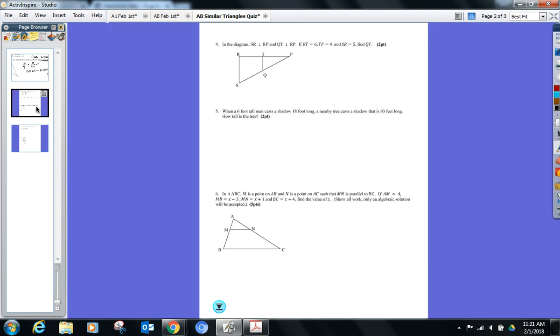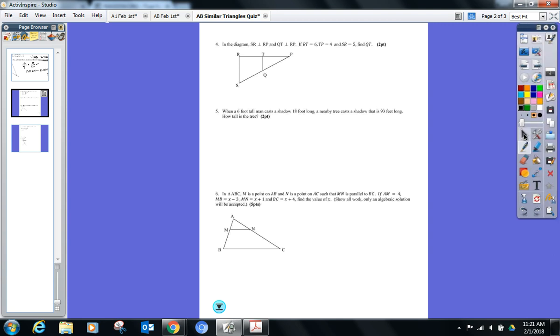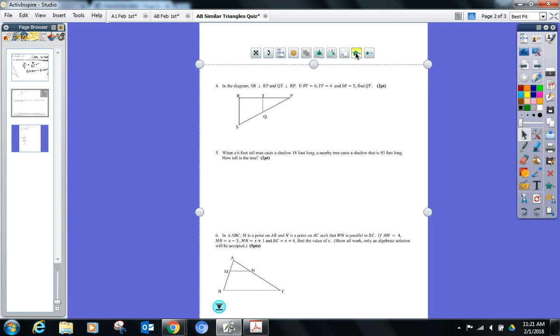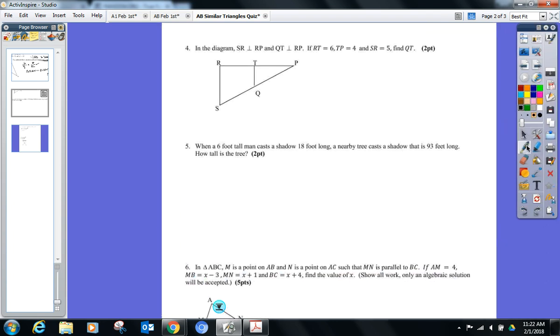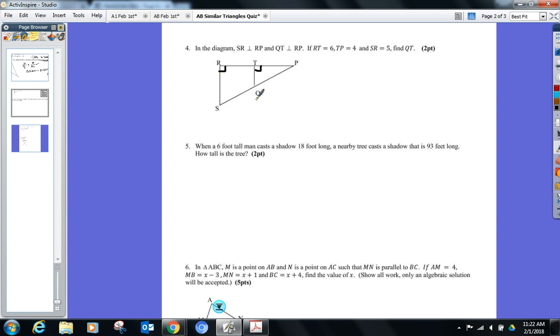What else is there here? Okay, 4. Even if you got 4 right, pay close attention to this bad boy. All right, I got perpendicular lines. Yep. RT is 6. TP is 4. SR is 5. Find QT.